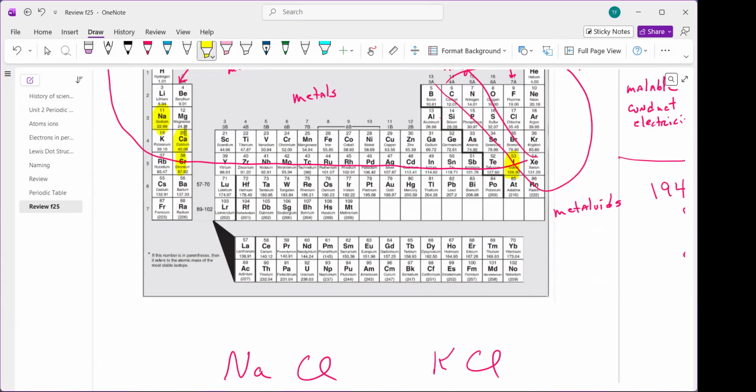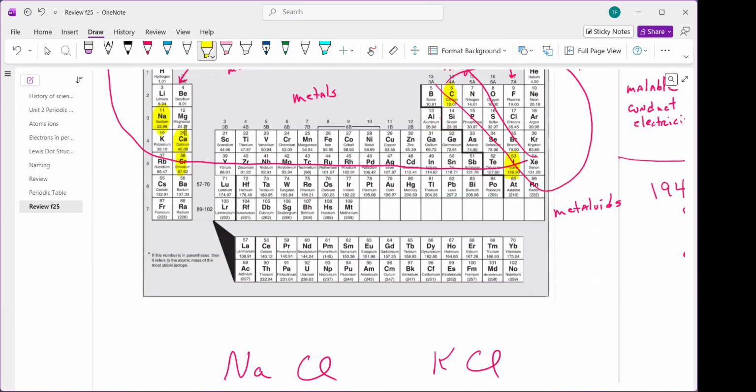Find carbon on the periodic table? Right here. And what's underneath carbon? Silicone. That's why a lot of stuff they put in your body is made out of silicone, because it's underneath carbon, and carbon is the building block of our bodies. So again, it has to do with groups on the periodic table.